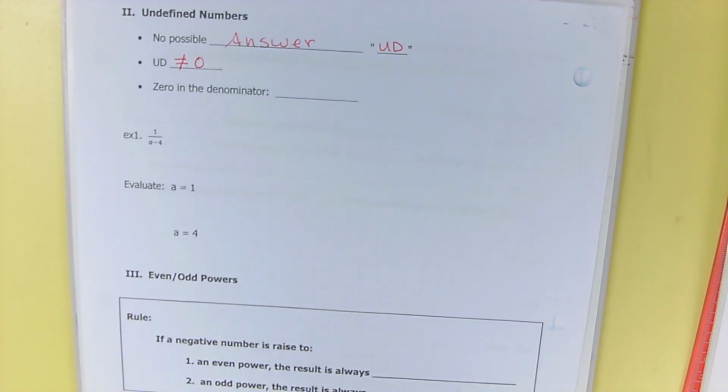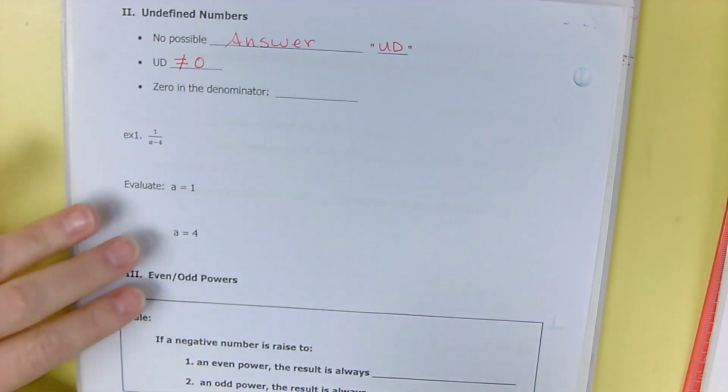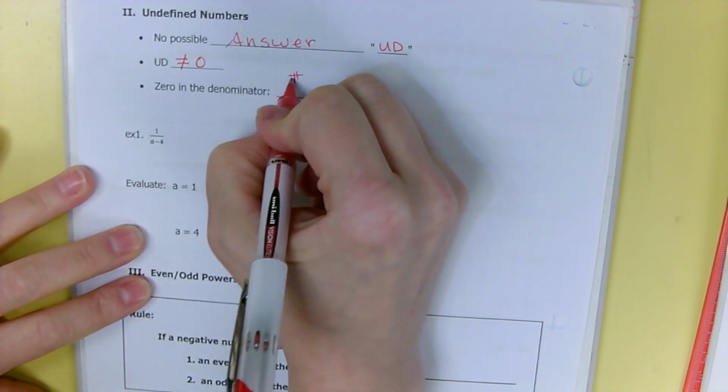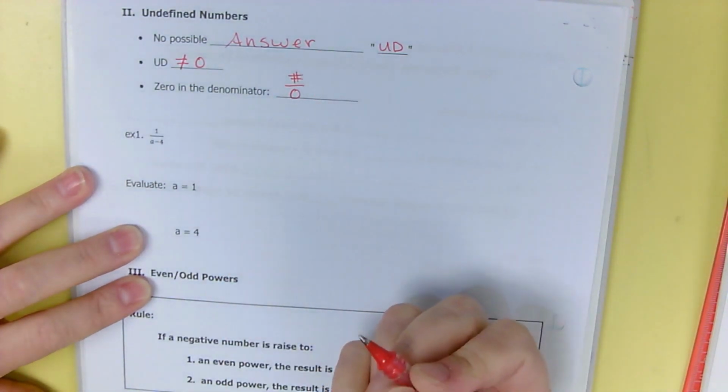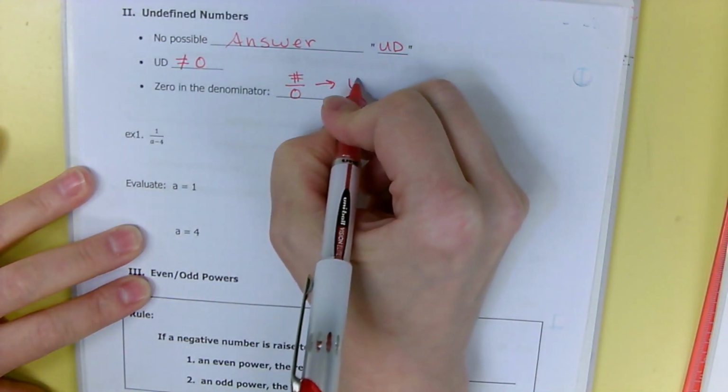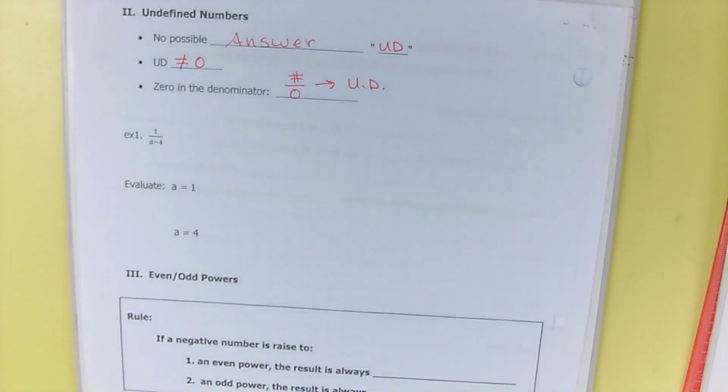So most of the time when it happens in our math for what we're doing, the 0 will end up in the denominator, and you'll have something like a number over 0, and then that will be undefined. You cannot divide by 0.